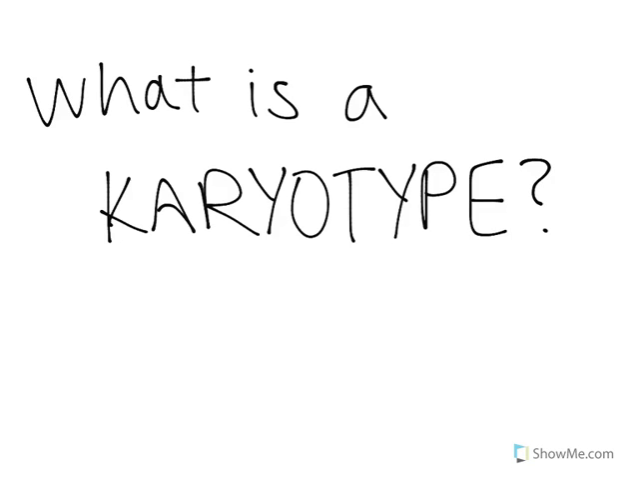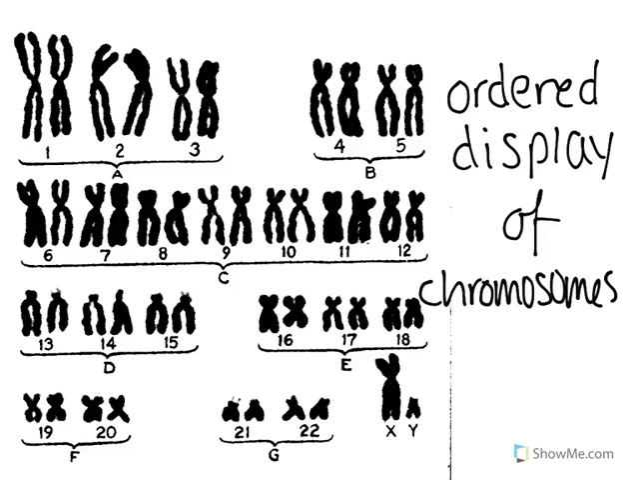I'm an undergraduate at MIT, and today we're going to be doing a few concept questions about human chromosomes and genes. So to start out, we'll do this question. What is a karyotype? So for this one, if you answered something along the lines of an ordered display of chromosomes, you'd be correct.